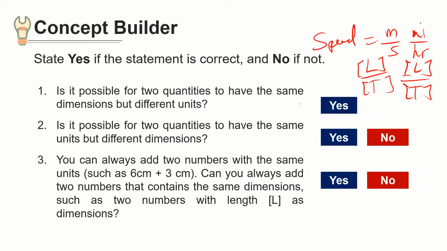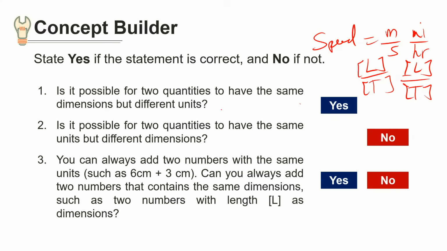So number 2, is it possible for two quantities to have the same units but different dimensions? So ang answer dito is no. Kung the same yung units niya, dapat magkapareho din yung dimensions. Kasi kung same units tas magkaiba yung dimension, di may mali sa solution mo or mali yung pagkakasulat mo, expression mo ng dimension.